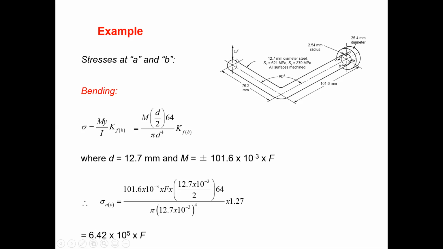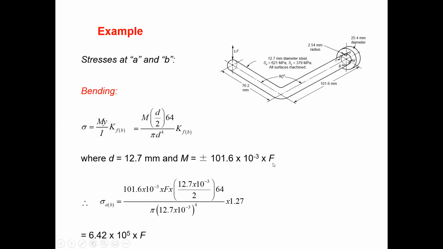So even though the force is applied here or here, it doesn't matter. This distance governs the bending. So F times this distance, you can see here. It can be plus or minus, because it can go upward and downward both. So this distance governs the bending part. This distance governs the torsional part.